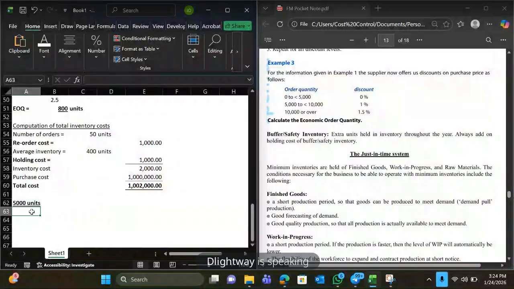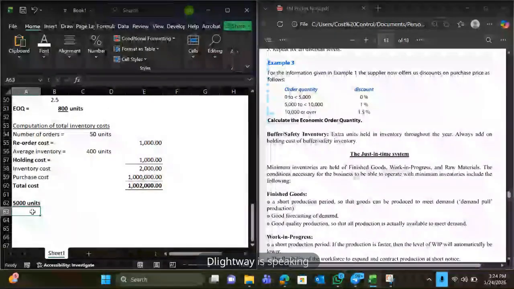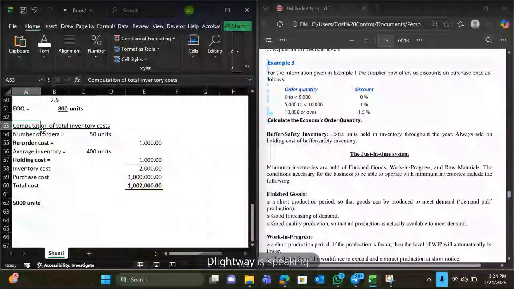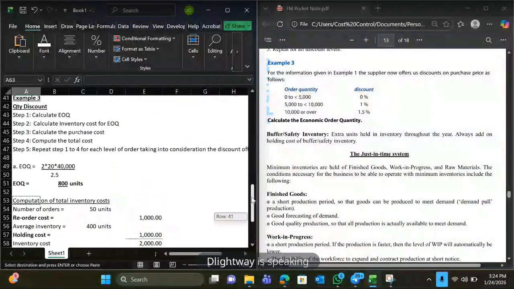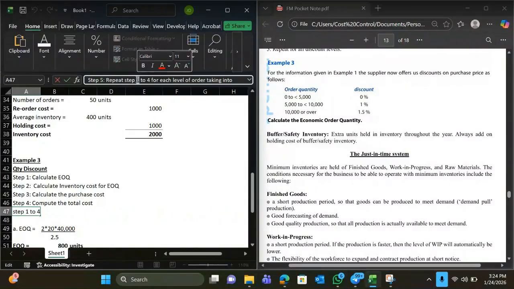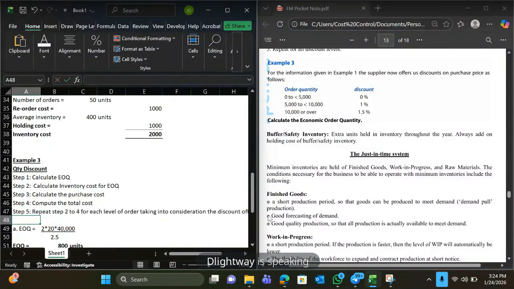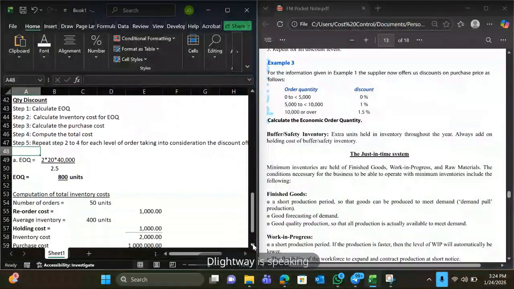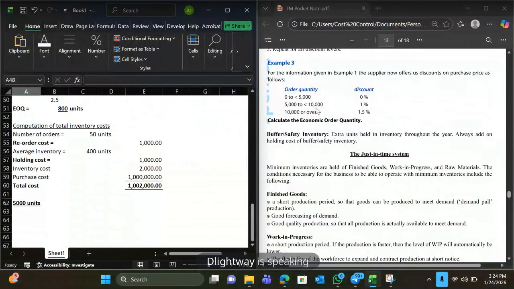So when we order 5,000 units, what will be the next thing to do? We will have to compute. I said step 1, but it's supposed to be step 2. Please take note, it's going to be step 2, not step 1. Step 1 has already been computed. Once you pick one of these order quantities, that means you've gotten your EOQ. So already we've picked 5,000 units. That's the EOQ for this question.